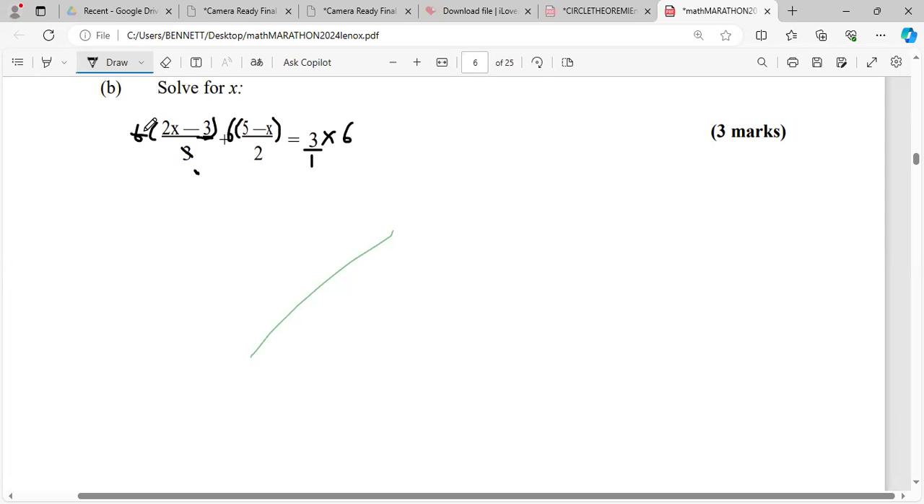So we divide 3 into 6, which leaves 2. 2 into 6, which leaves 3. And then we expand our brackets. 2 times 2x, that's 4x. 2 times negative 3, that's negative 6. Alright, we have a plus here, so we multiply by positive 3. 3 times 5, 15. And then 3 times negative x, that would be minus 3x. And of course, 3 times 6, 18.